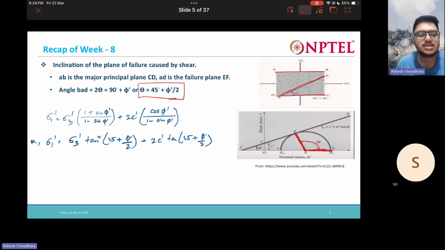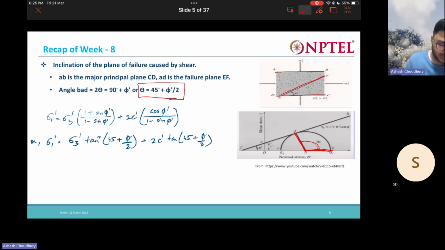So sigma 1 prime is equal to sigma 3 prime into (1 plus sin phi dash) by (1 minus sin phi dash), plus 2 C prime into cos phi dash by (1 minus sin phi dash). You can also write this as sigma 1 prime equal to sigma 3 prime tan squared (45 plus phi by 2) plus 2 C tan (45 plus phi by 2).